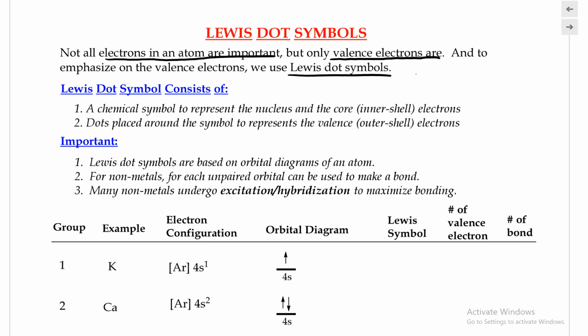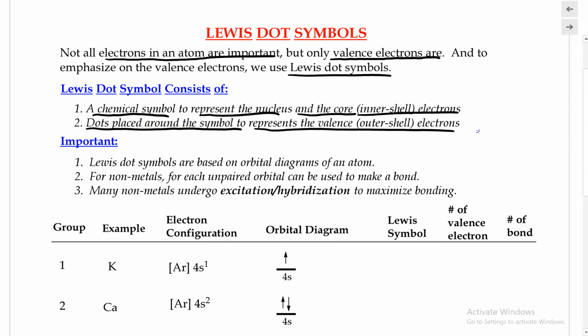So the Lewis dot symbol consists of the following. First, a chemical symbol, and the chemical symbol represents both the nucleus and all of the core or the inner electrons. As for the valence electrons, we put dots around the symbol, and they represent the number of valence electrons that an atom would have.